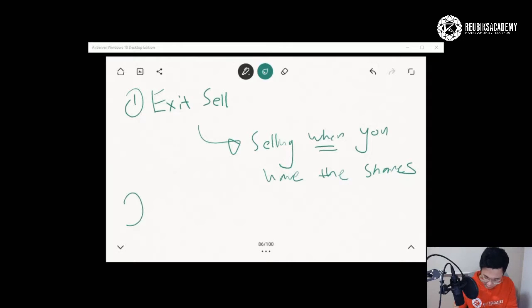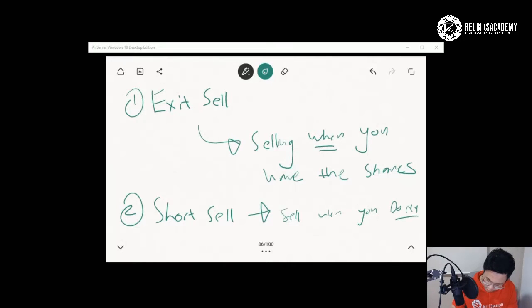The second way is to do a short sell. When we say short sell, you're trying to sell when you do not have the shares. Okay, that's the biggest difference between the two types of selling, at least when it comes to interacting with the stock or the shares itself. We're not talking about derivatives here.